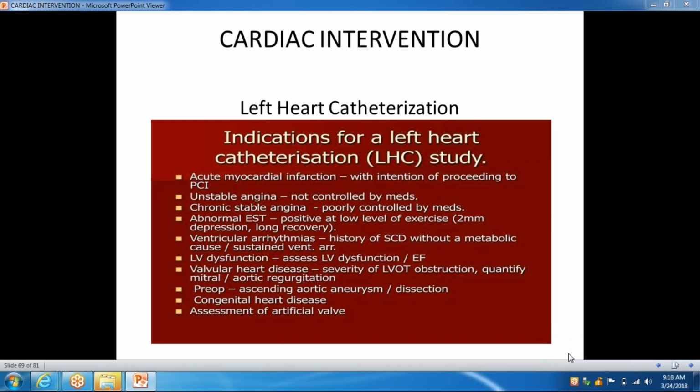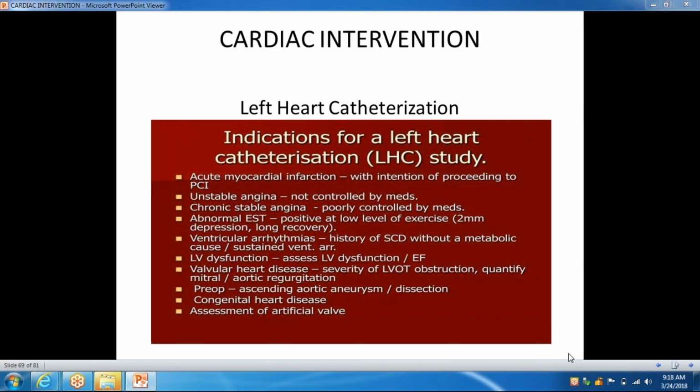So this morning's session is going to be on left heart catheterization, and we're going to start with the indications for the left heart cath. Why should you do a left heart catheterization on someone? These are some of the more common indications, the reasons for doing a catheterization.